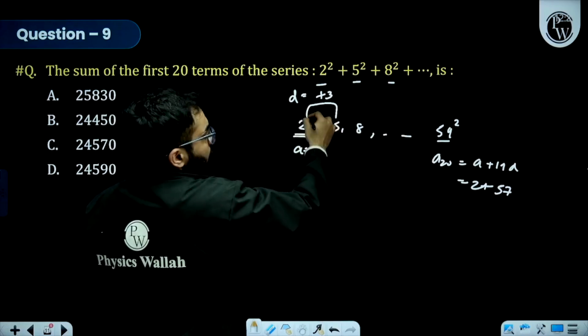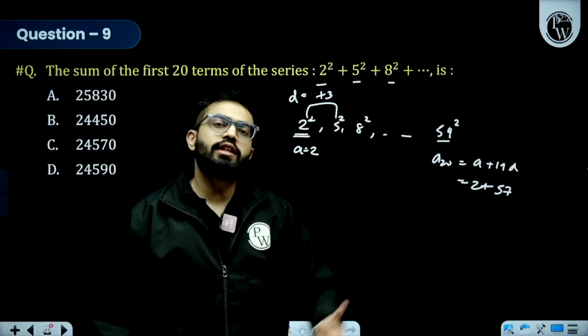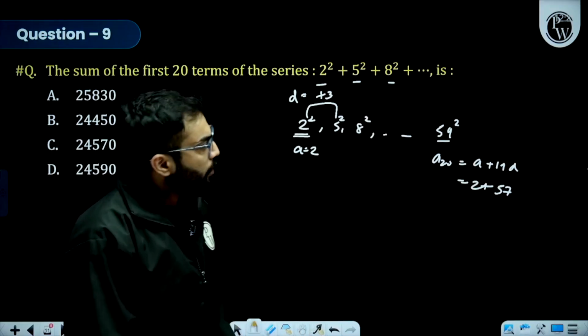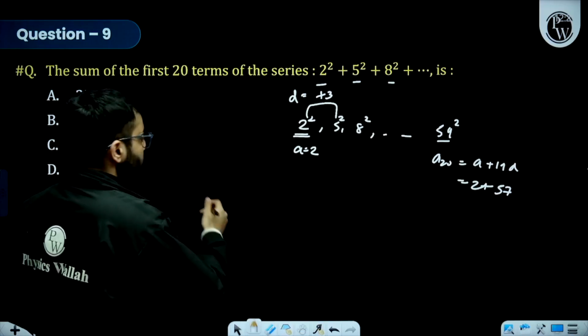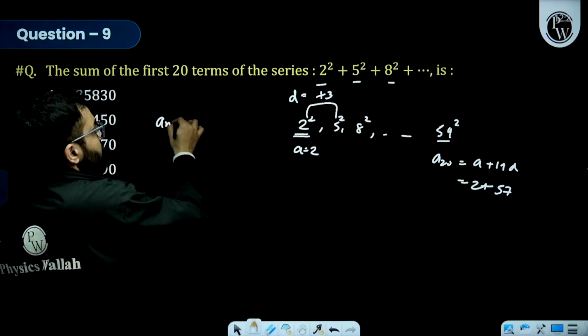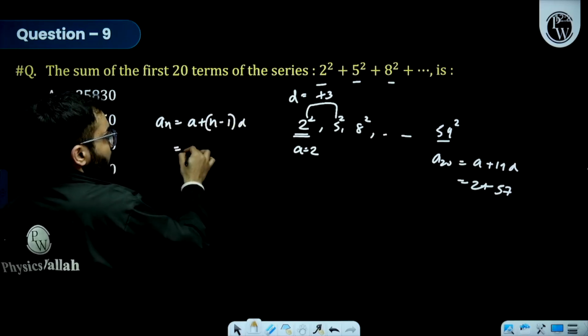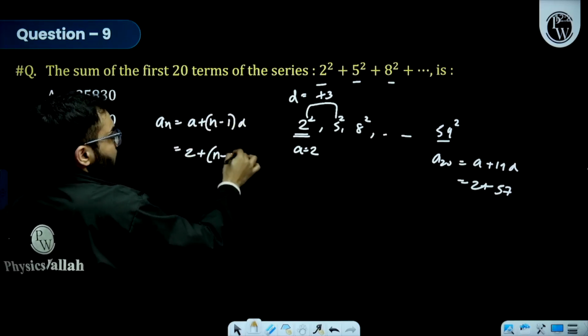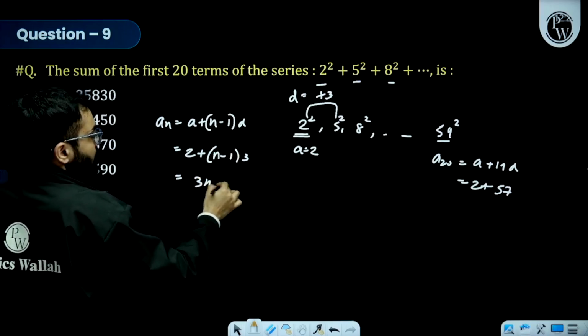If I look at it even further, I need to find the sum of squares of these individual terms. Can I find the general term of this particular AP? Definitely. a_n is given by a plus (n minus 1) into d. So a is 2, n minus 1, and d is 3. So the general term comes out to be 3n minus 1.